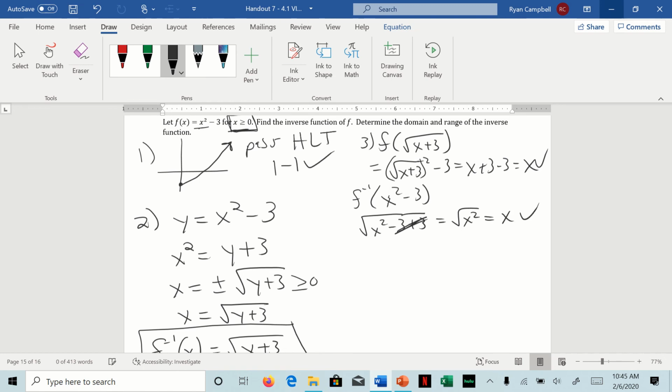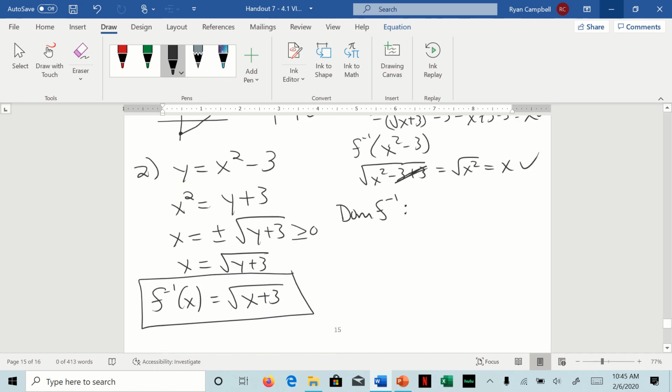So, what is the domain of our inverse function? Looking at our inverse function, do we have fractions? Nope. Do we have even radicals? Yes, we do. For this even radical, you have to make the inside greater than or equal to 0, which means that x is greater than or equal to negative 3. So the domain of our inverse function is negative 3 to infinity.